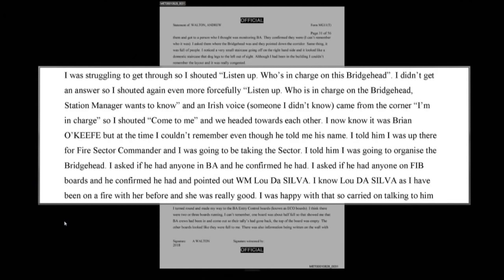I now know it was Brian O'Keefe, but at the time I couldn't remember, even though he told me his name. I told him I was up there for Fire Sector Commander and was going to be taking the sector. I told him I was going to organise the Bridgehead. Now, did he react? What was his reaction to that? Again, the sort of briefing that took place was I told him what I wanted to know. I asked him to show me where the BA were being directed from, and he showed me the entry control point.